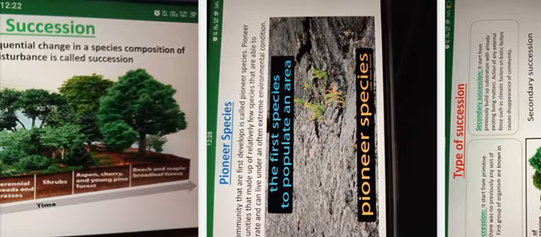Pioneer species: the community that first develops is called pioneer species. Pioneer communities are made up of relatively few species that are able to immigrate and can live under often extreme environmental conditions. The first species to populate an area is the pioneer species.